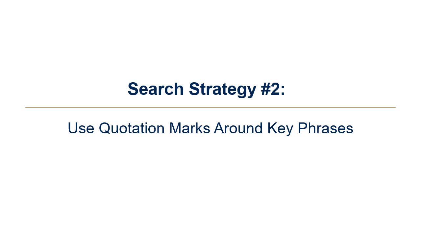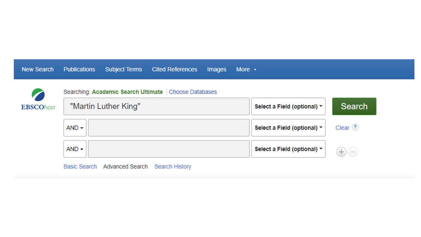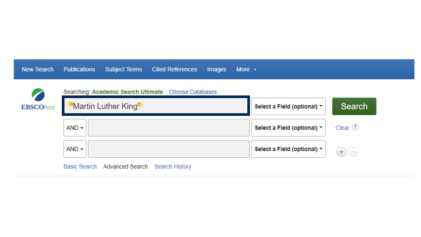Search strategy number 2. Use quotation marks around key phrases. Another strategy that you can apply is to use quotation marks around your keywords when you're searching for an exact phrase. Using quotation marks in this way tells the database to treat a key phrase as a complete unit instead of searching for the individual words by themselves.